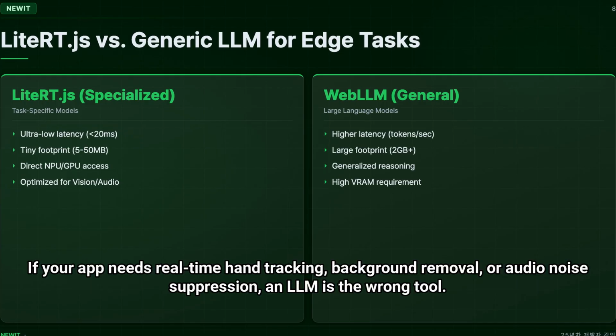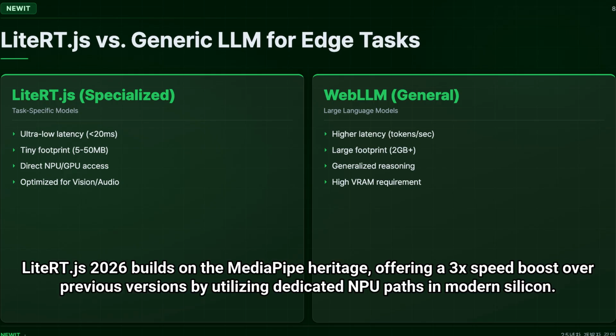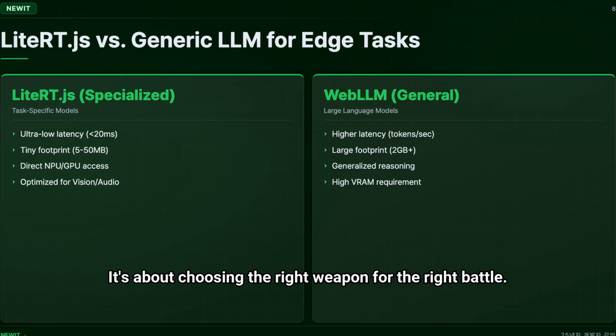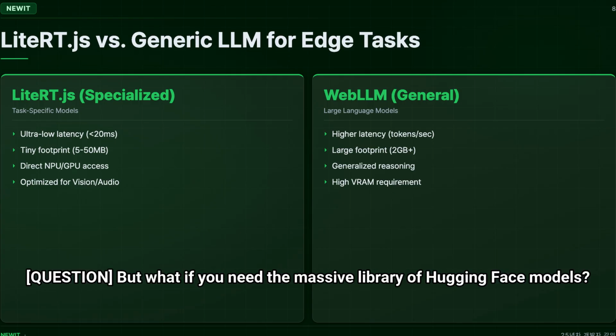If your app needs real-time hand tracking, background removal, or audio noise suppression, an LLM is the wrong tool. In practical engineering, you want the smallest model that solves the specific problem. LiteRT.js 2026 builds on the MediaPipe heritage, offering a 3x speed boost over previous versions by utilizing dedicated NPU paths in modern silicon. I've seen developers try to force a multimodal LLM to describe an image, when a 5MB LiteRT vision model could do it in 10 milliseconds with zero latency. It's about choosing the right weapon for the right battle. LiteRT is your surgical scalpel for vision and audio.